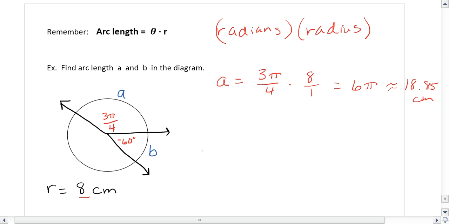All right, arc B has an extra step in it because we are given the angle in degrees. So the first thing we have to do is take this negative 60 degrees and change it into radians. We know a radian measure has pi in the numerator, so the multiplier to pick is pi in the numerator over 180. If I multiply this and reduce, I end up with negative pi over 3. And I'm keeping the negative sign because we did come down from the initial side.